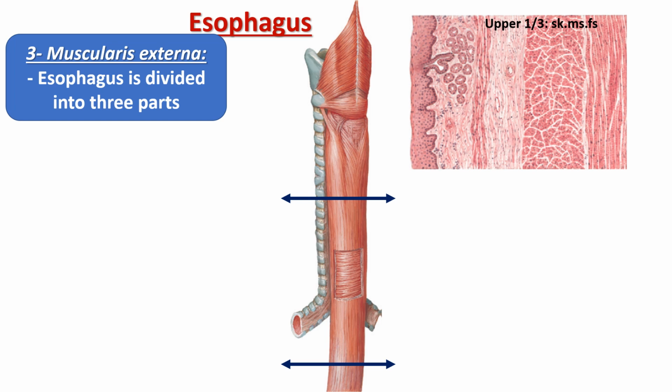Okay, now we are going to talk about the third layer, which is called muscularis externa. And here, in order to talk about the muscularis externa, we have to divide our esophagus into three parts as we divided before: the upper third, middle third, and lower third, which is nearer to the stomach.